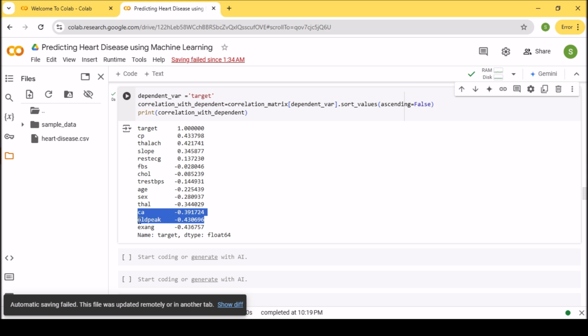So, for example, the exang has a negative correlation with the target, suggesting that exercise-induced angina is related to a lower likelihood of heart disease. Also, the old peak, which is the depression induced by exercise, has one of the highest negative correlations with the target. So how do we read this? The negative correlation means that as the old peak increases, the likelihood of having heart disease decreases.